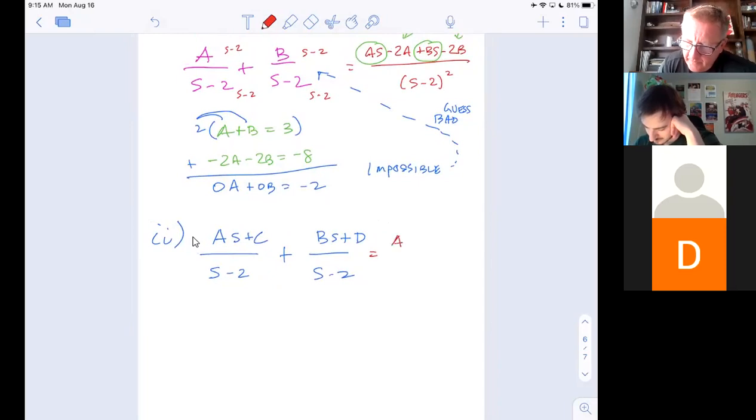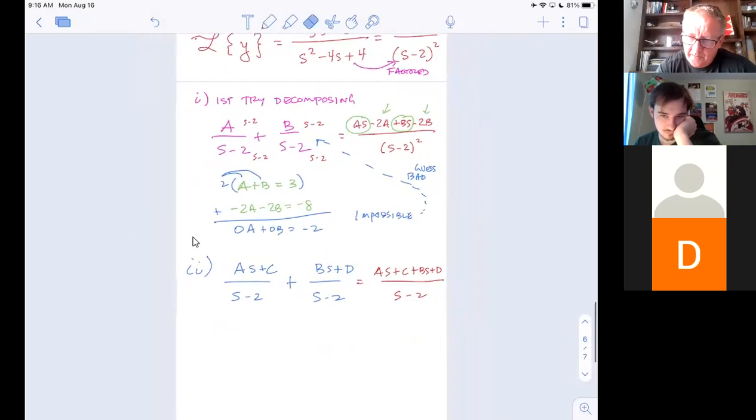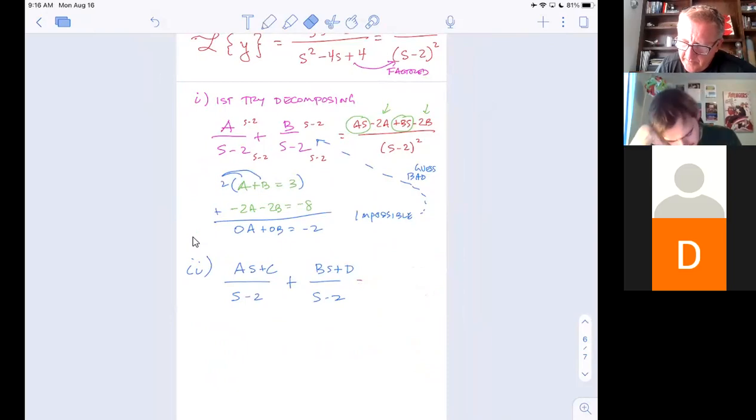So I could just add these things right now: AS plus C plus BS plus D over S minus 2. Well, part of it is that's not really good though, because didn't I need an S minus 2 squared on the bottom? So I could do that right now, but I kind of need there to be an S minus 2 squared. So maybe I sort of have to do it even though I didn't need to. Let's see what happens.